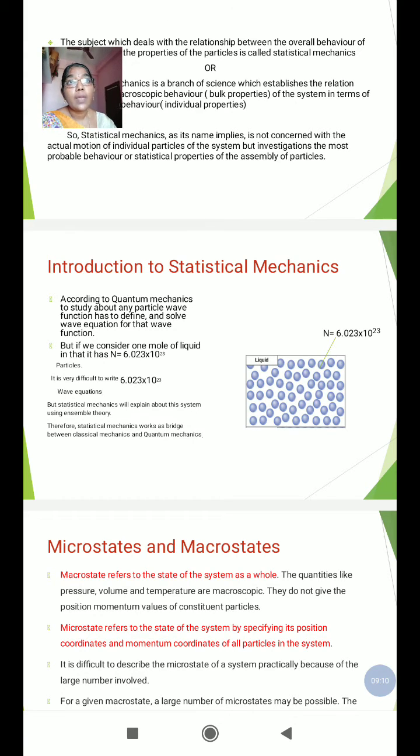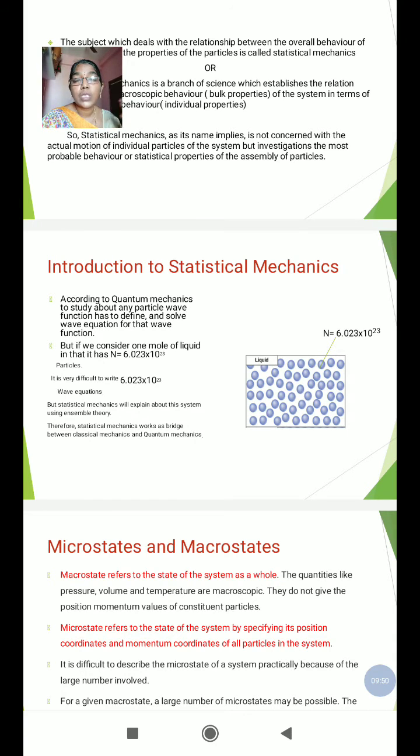According to quantum mechanics, if you want to know about one particle only, you have to write the wave function for that particle. But here we have 10 to the power 23 particles. To know about these, how many wave functions do we have to write? We have to write 10 to the power 23 wave functions. From those, we have to write 10 to the power 23 wave equations, and solve them, and from that we will get the position, velocity and momentum of all these particles. Is it possible to solve 10 to the power 23 equations? This is only for 1 mole.